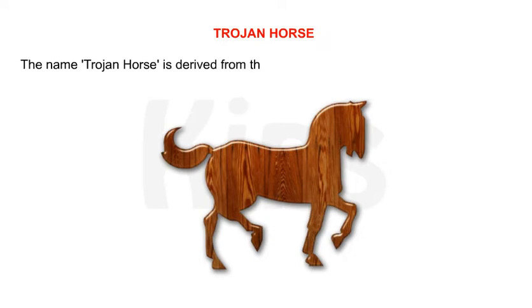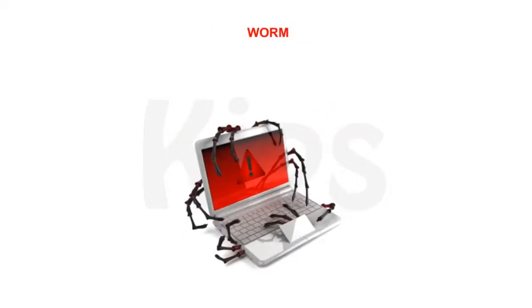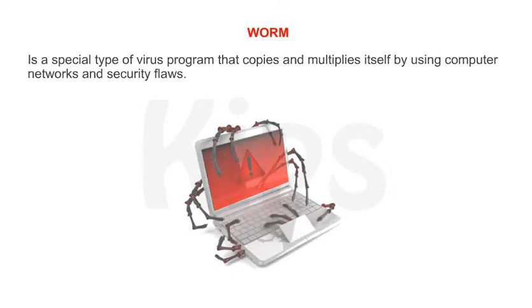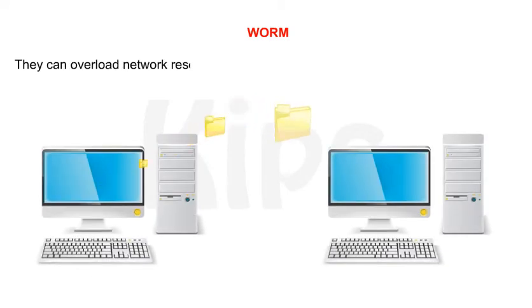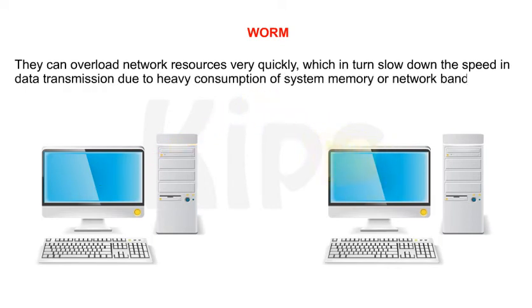The name Trojan horse is derived from the wooden horse used by the Greek army to conquer the city of Troy. Worm. Worm is a special type of virus program that copies and multiplies itself by using computer networks and security flaws. They can overload network resources very quickly, which in turn slow down the speed in data transmission due to heavy consumption of system memory or network bandwidth.